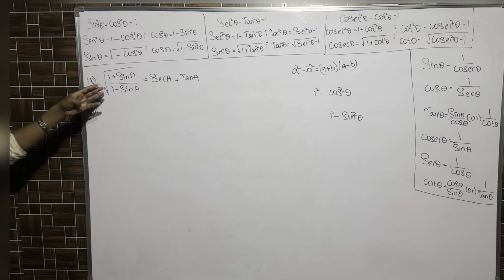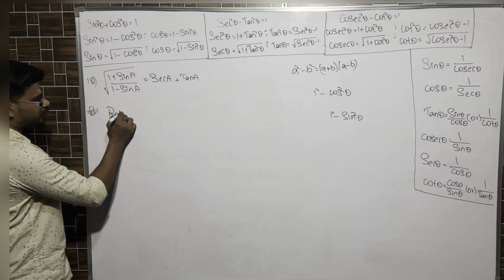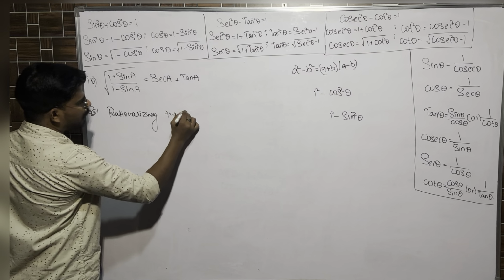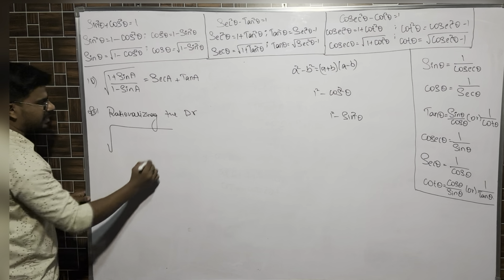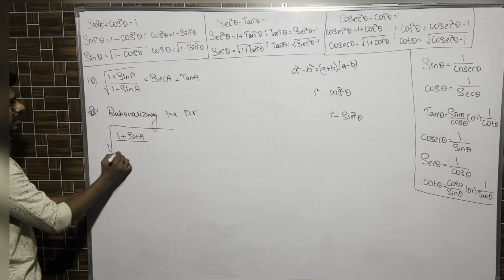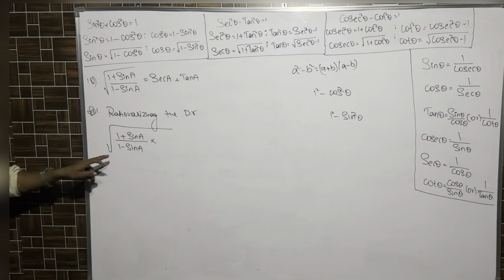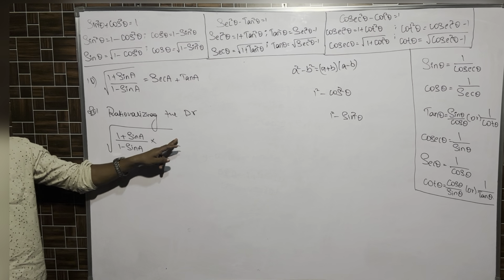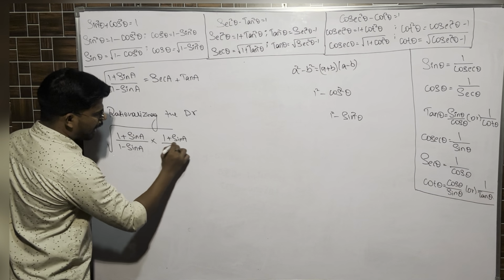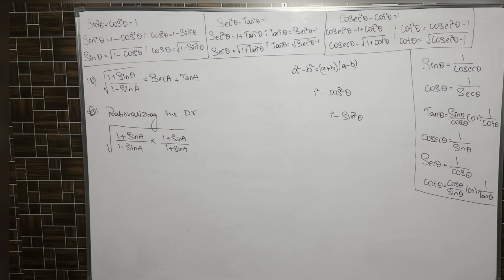Right? Here we have to rationalize the denominator. What do we do in rationalizing? First we take 1 plus sine A as it is, divided by 1 minus sine A as it is, into 1 plus sine A by 1 plus sine A. Clear? 1 plus sine A, 1 plus sine A.